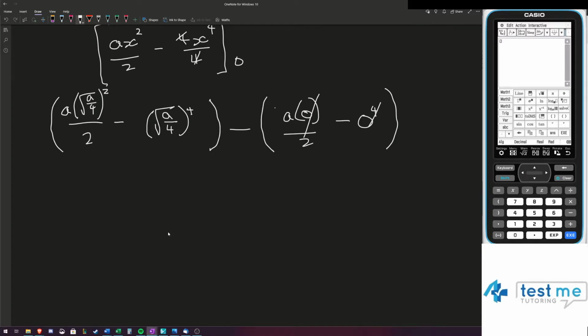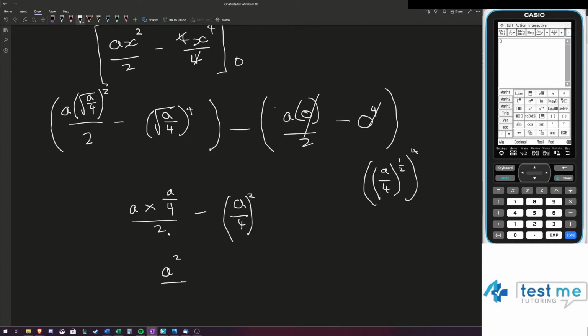So what we're left with, we can simplify this square root. So that's a times a over 4, over 2, minus. Now, square root of a on 4 to the 4 is the same as saying a over 4 squared, right? Because we've got a over 4 to the half, and then all of that is to the power of 4. And with our index laws, 4 times a half gives us 2. So we're left with a squared over 8, hope that's all good, minus a squared on 16.